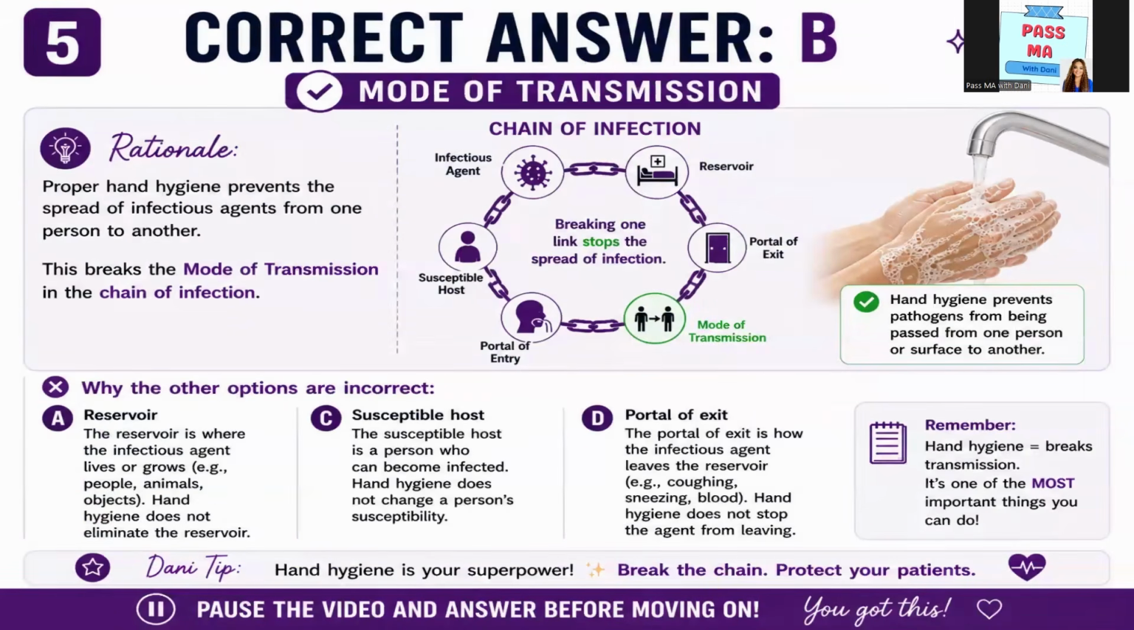If you said B, that is correct. Proper hand hygiene prevents the spread of infectious agents from one person to another. This actually breaks the mode of transmission in our chain of infection.